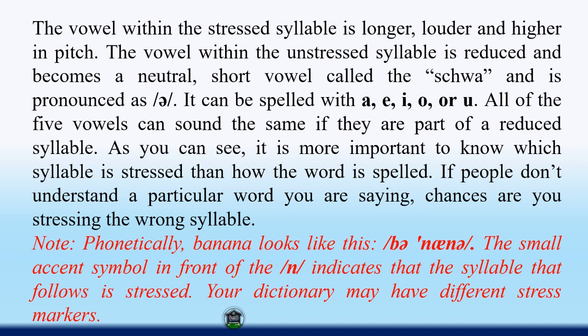The vowel within the unstressed syllable is reduced and becomes a neutral short vowel called the schwa. It can be spelled with A, E, I, O, or U. All of the 5 vowels can sound the same if they are part of the reduced syllable. As you can see, it is more important to know which syllable is stressed than how the word is spelled. If people sometimes don't understand a particular word that you are saying, chances are you're stressing the wrong syllable.